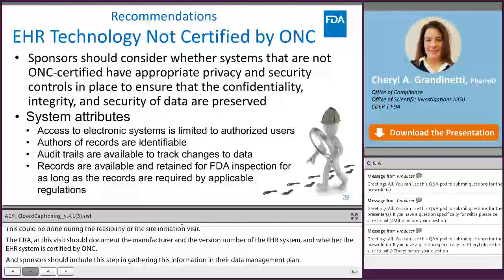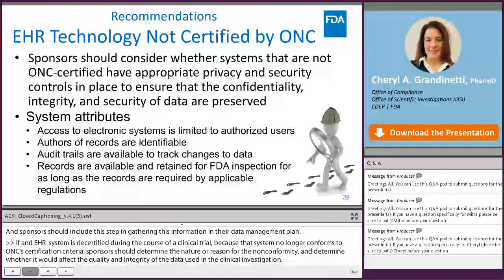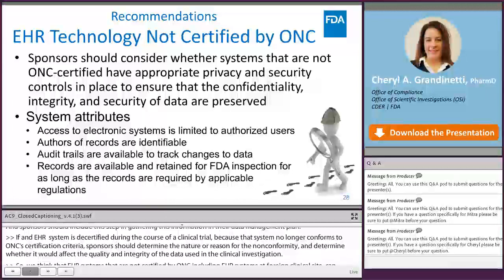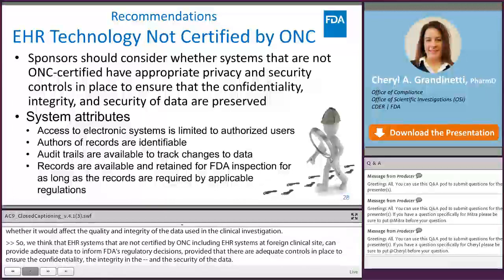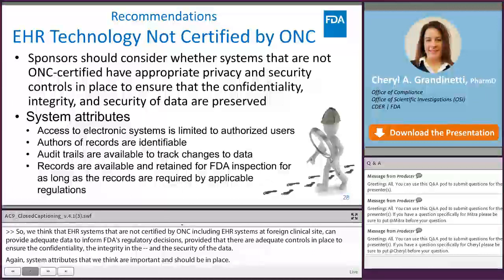So we think that EHR systems that are not certified by ONC, including EHR systems at foreign clinical sites, can provide adequate data to inform FDA's regulatory decisions, provided that there are adequate controls in place to ensure the confidentiality, the integrity, and the security of the data. Again, those system attributes that we think are important and that should be in place, and I feel like I'm starting to sound like a broken record, are access controls. Authors of records are identifiable. Audit trails should be available to track changes to the data.